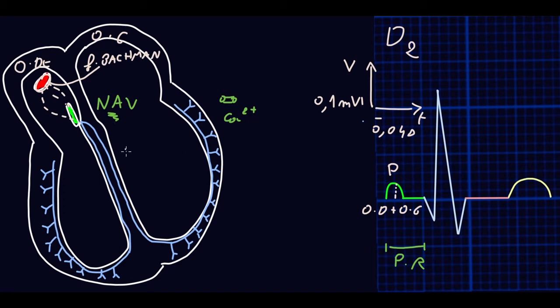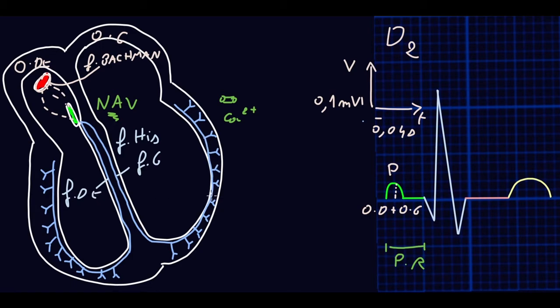The electrical signal will then head to the ventricle by the His bundle. The His bundle will split into a left bundle and a right one. It will then end in the Purkinje fibers.